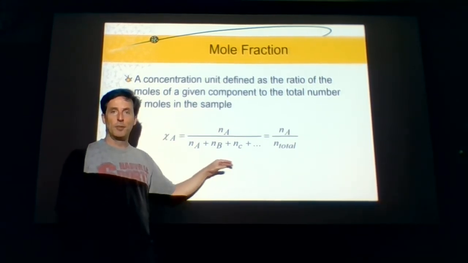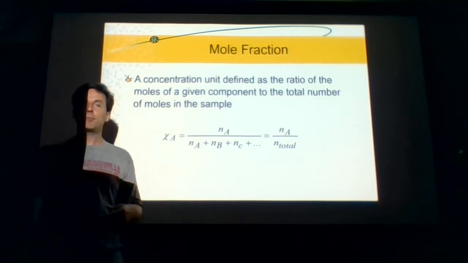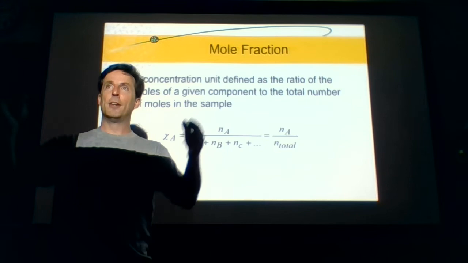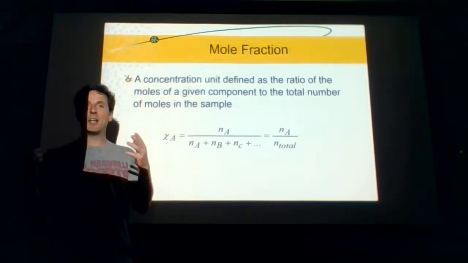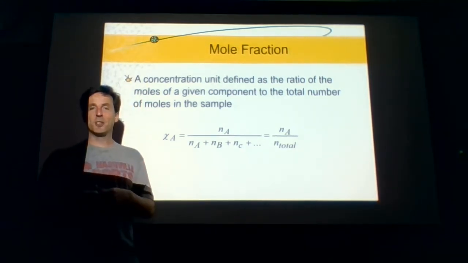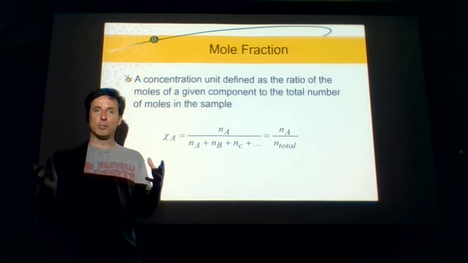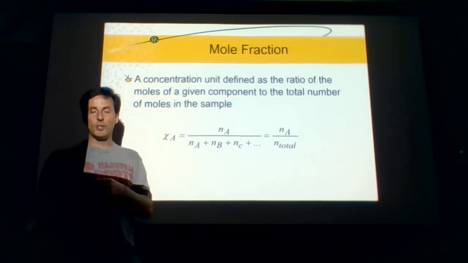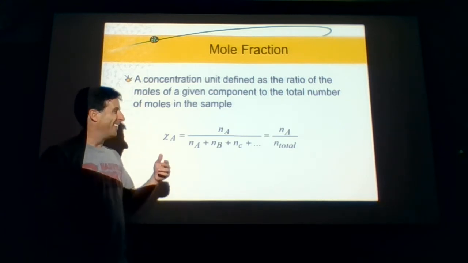Okay? Now, if I assume that I had a container of air, if it's 78% nitrogen, that means that out of 100 molecules, 78 molecules are nitrogen, 22 are other molecules. So that means 78 out of 100.